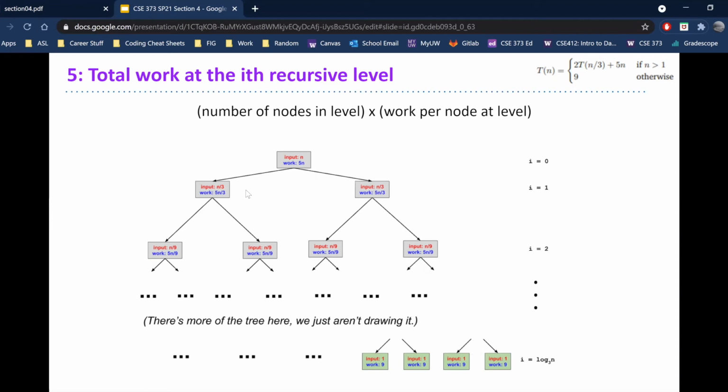If you are unsure about how we got there, I recommend watching the video before this one where we work through them. But to find the total work done at any ith recursive level, we basically just multiply the number of nodes in that particular level by the work per node at that level. Like I just mentioned, we already know that the number of nodes in each level is going to be 2 to the I, and the work per node at each level is given by 5n over 3 to the I. So we can just simplify it together and we get 5n times (2/3) to the I. And that is going to be the total work that is done at every ith recursive level.